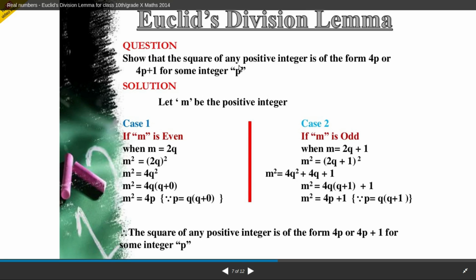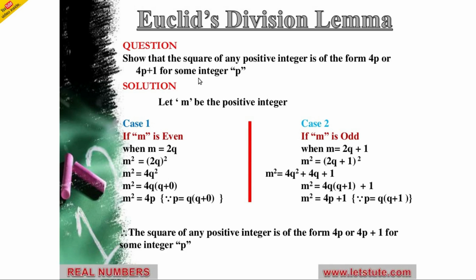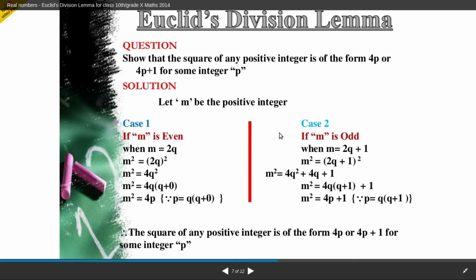Again, positive integer, the square of that positive integer is of the form 4p or 4p plus 1 for some integer p. Okay, so we got the problem. So first we will split this into two cases, because here he didn't mention any odd or even, he just said any positive integer. First we will take m as an even number and then m as an odd number.